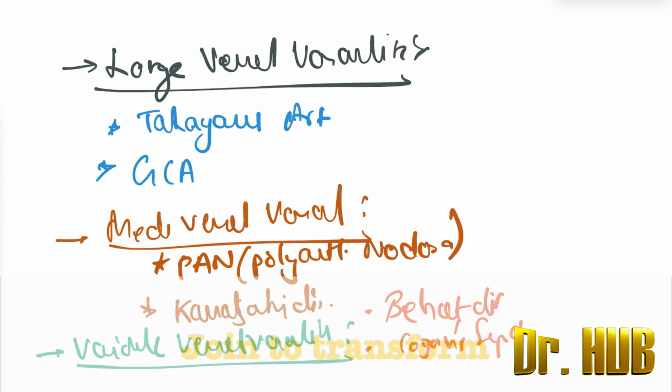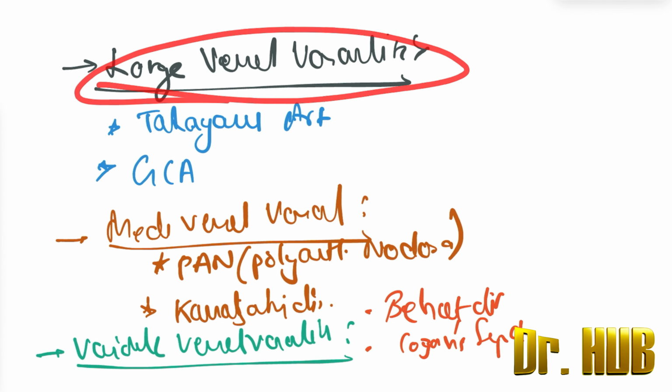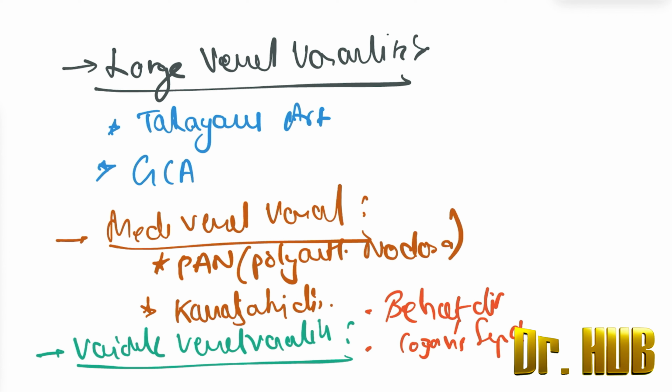So let's recap. We saw the large vessel vasculitis. The large vessel vasculitis involves Takayasu arteritis as well as GCA, that is giant cell arteritis. Then the medium vessel vasculitis involves PAN, that is polyarteritis nodosa, and also Kawasaki disease. And then we looked at the variable vessel vasculitis, which involves Behçet's disease and Cogan's syndrome.